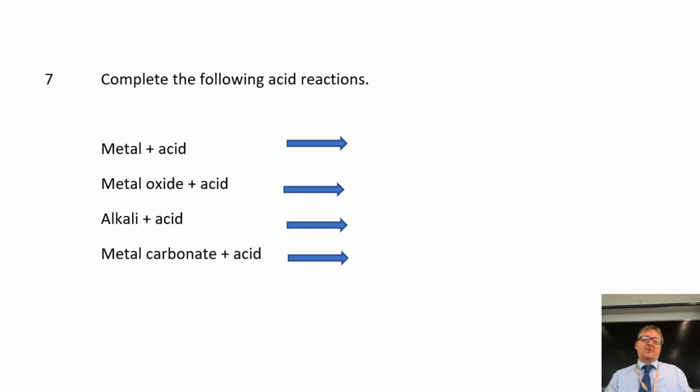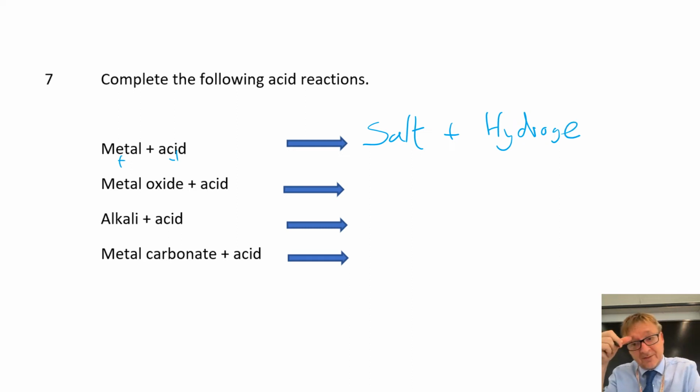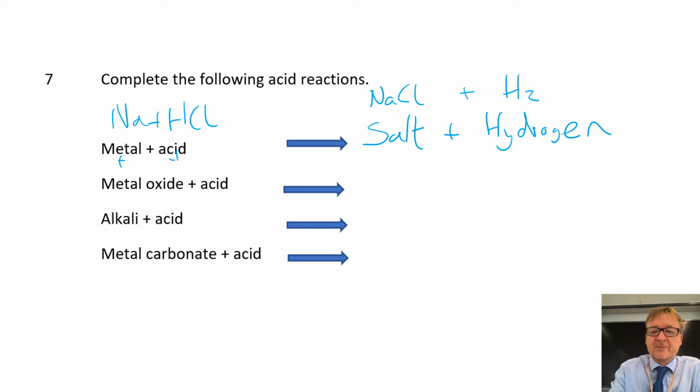Question number 6, complete the following acid reactions. These are fantastic ones just to get in your head and learn. If you've got a metal and you react it with an acid, you make a salt plus hydrogen. It's confusing because it says salt there, but it could be sodium reacting with hydrochloric acid. You get the sodium and the chlorine combining together, and the salt then coincidentally is NaCl, which is obviously common table salt, plus hydrogen being made.